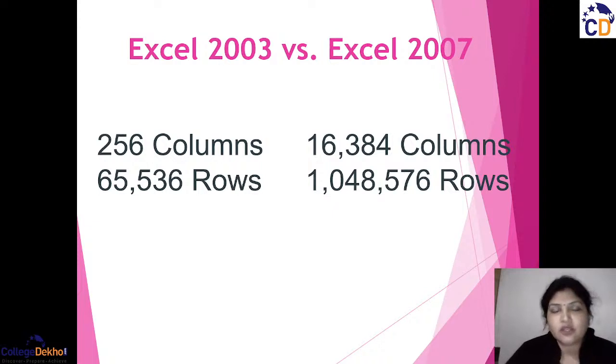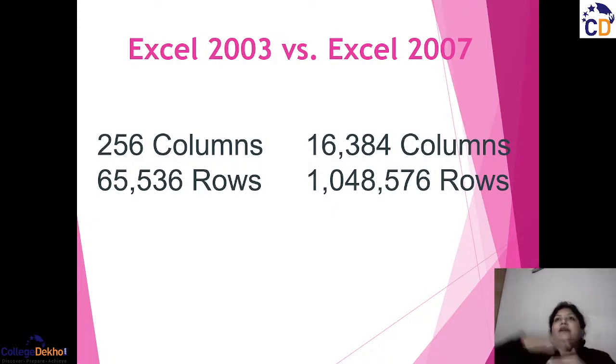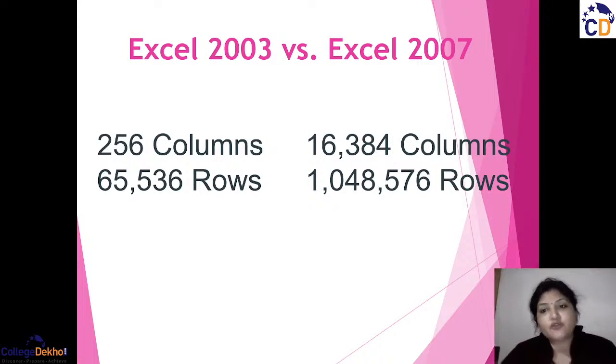And how many columns? 256. Now with the next edition, that is 2007, it is not the latest. After this we have other editions also, but if we compare both editions, the rows are now expanded to what range? The range of values of rows is now 1048576. Huge number of rows.